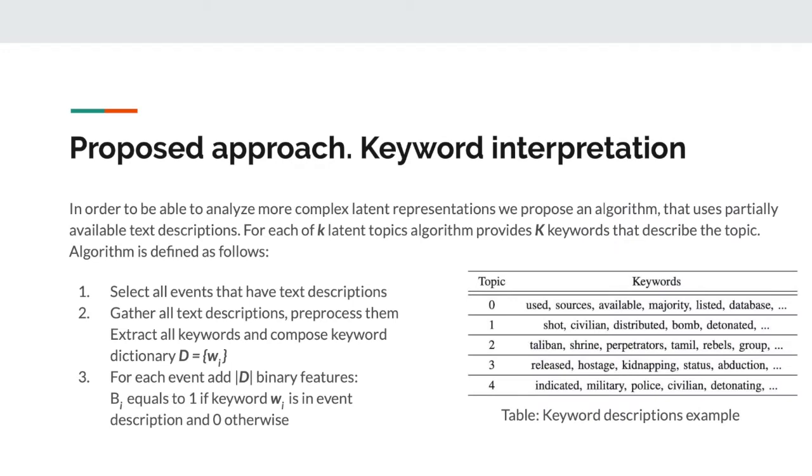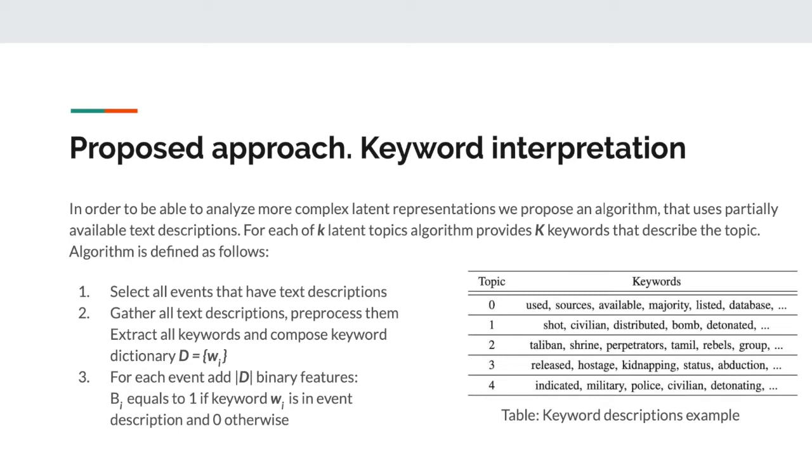In case we have a more complex way to build a latent representation, we might need another algorithm. For example, a neural autoencoder performs nonlinear transformations of the original data, and so we cannot get an interpretation of these latent topics as easily as it was for NMF. So in this work, we propose an algorithm that uses partially available text descriptions, and the algorithm allows us to get a set of keywords for each topic to describe it.